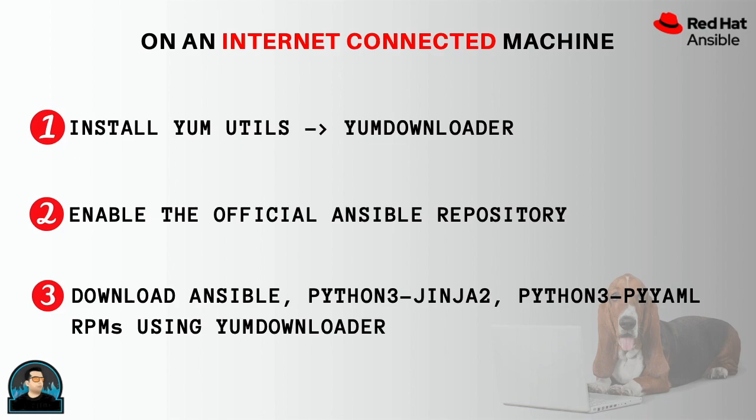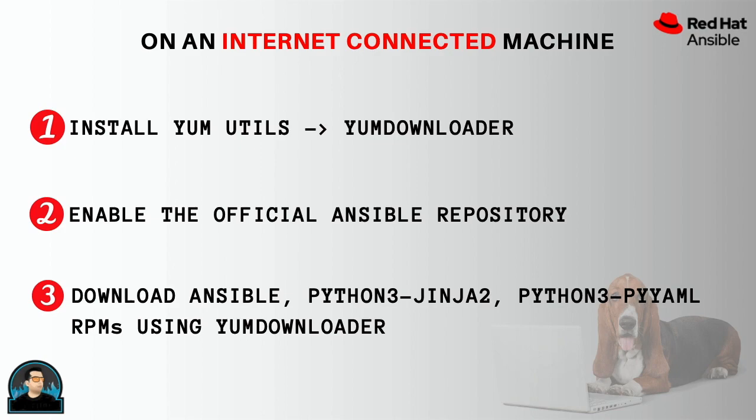So on the first machine, we'll install yum-utils, through which we'll be able to use the yumdownloader tool. The second thing is we will enable the official Ansible repository, as we have seen in the first part. And finally, using yumdownloader, we'll download Ansible. And Ansible also has dependencies on Jinja2 and PyYAML, so we'll download these RPMs as well using the yumdownloader.